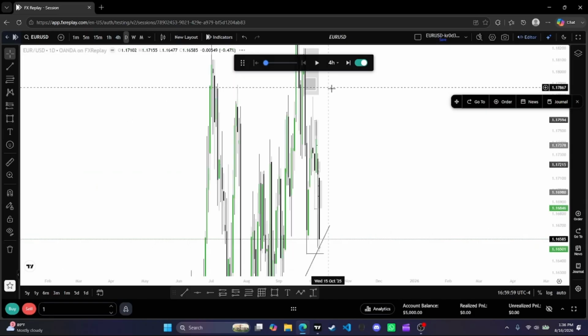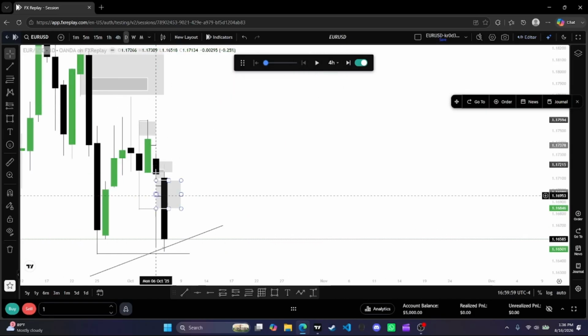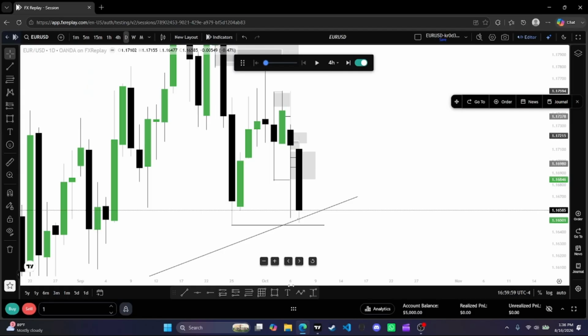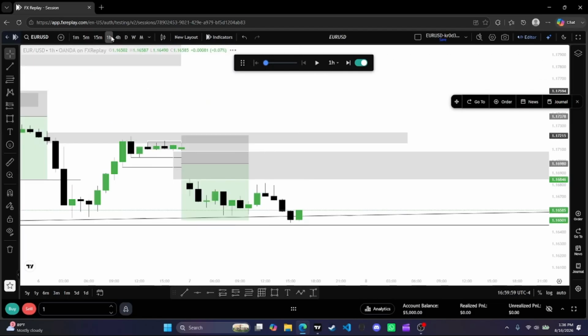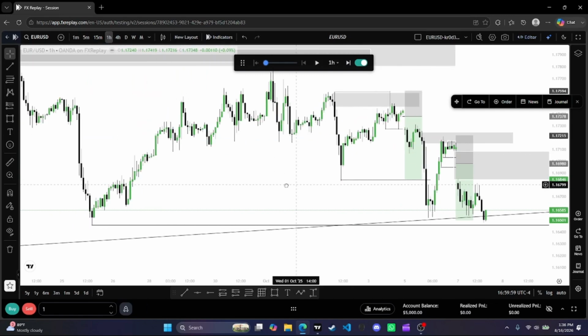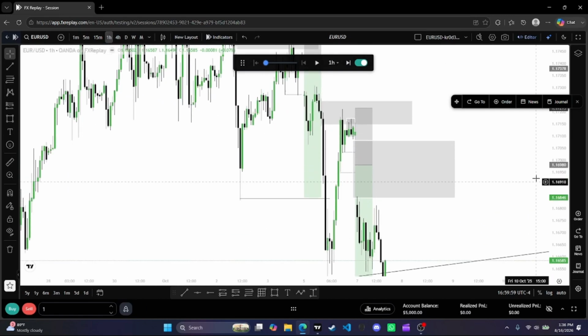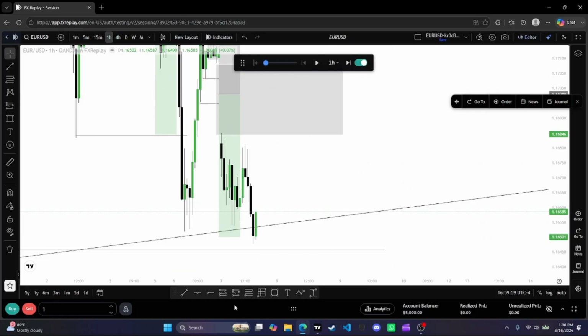Let us go to daily. Okay, so we can see the daily is still pretty much bearish and this low has to be taken out, so we'll again go to 1 hour, and then we can look for two areas. There are two areas, so first area will be here.